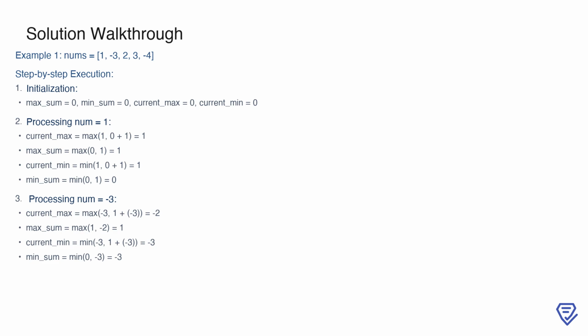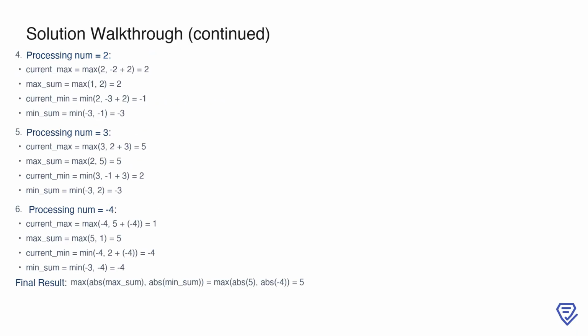Moving to the next number, -3, current_max updates to the maximum of -3 and the sum of current_max plus -3, which results in -2. Max_sum remains 1 because it's greater than -2. For current_min, we calculate the minimum value between -3 and the sum of current_min plus -3, which gives -3. This updates min_sum to -3, as it's the smaller value.